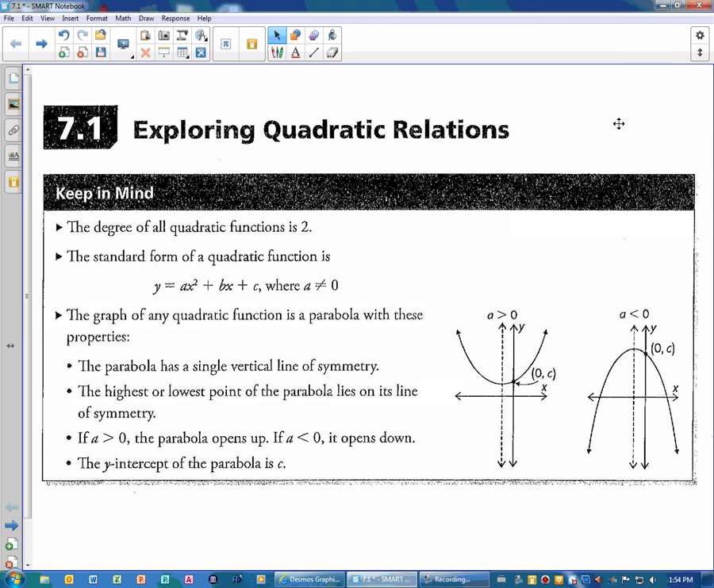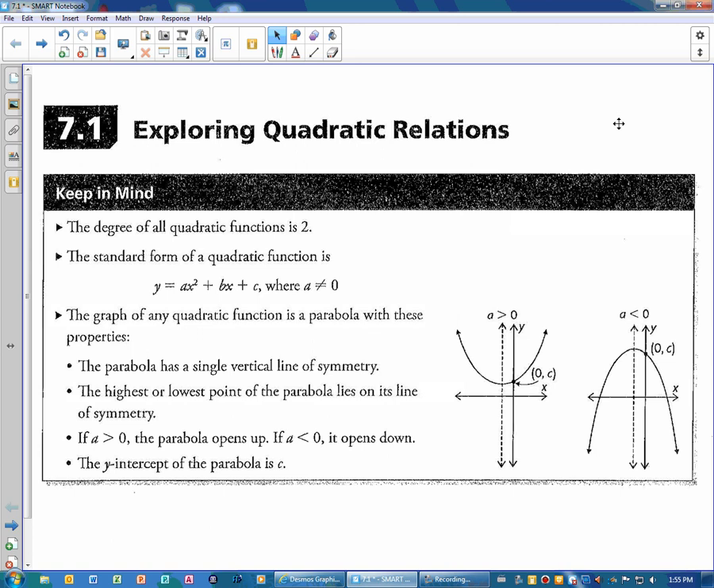Okay, so let's start chapter 7, which is on the topic of quadratic functions and equations. Section 7.1 is exploring quadratic relations. A lot of this isn't going to help you right now, but it will as you get going, so make sure you come back to this front page. There's a lot of information here that will be handy later, okay?